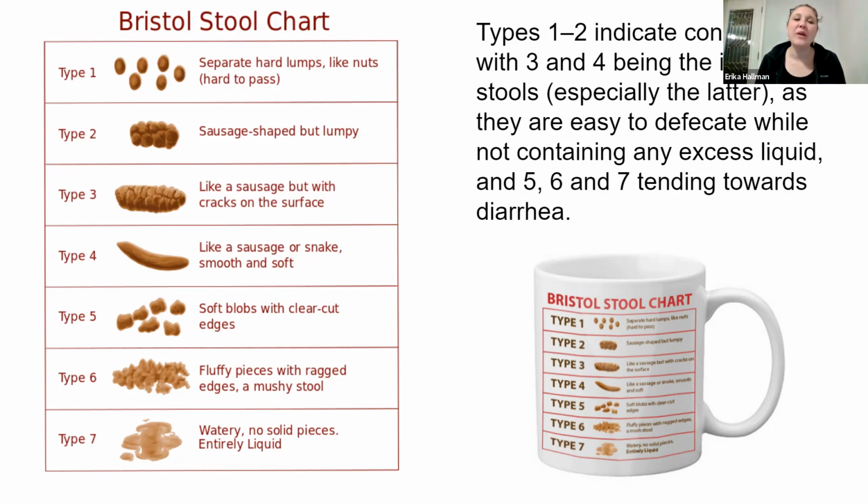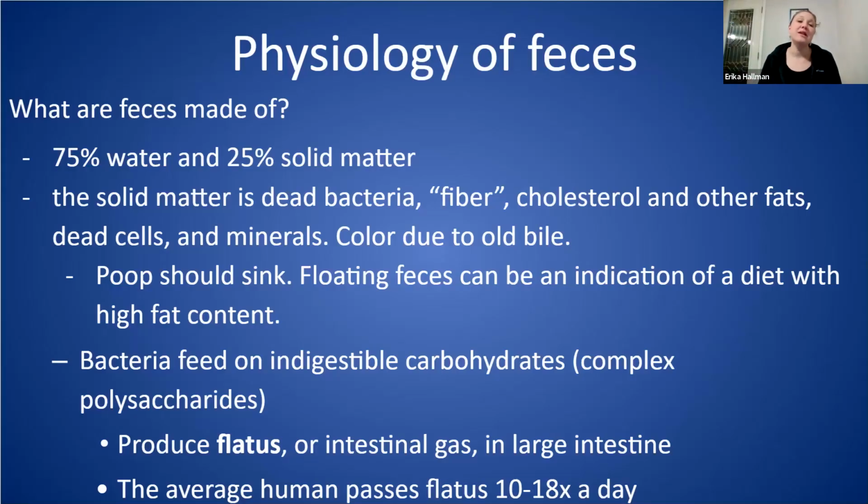So types 1 and 2, if you notice that your poop is in those types, then you're probably in the realm of constipation, which means drink tons of water and get some fiber into you. Ideally, your poop should look more like 3 and 4. That's the healthy realm. It should be easy to defecate, not uncomfortable, and it should be kind of formed in like a sausage or a snake formation. If you're moving towards 5, 6, or 7, you're probably more in the realm of diarrhea. So that could mean a couple different things, like either disease, or you ate something that doesn't quite agree with you, or that there's a bacteria imbalance in your large intestine.